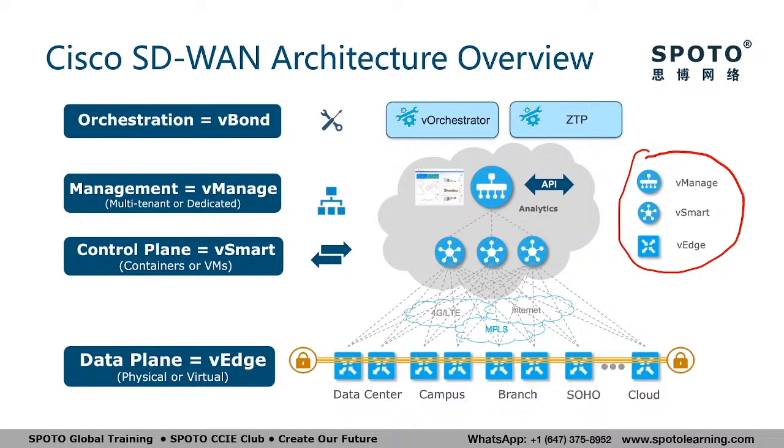For the vEdge over here, the virtual router, they are not free. They need a license. If you are willing to, you can purchase this from Cisco. Alternatively, SPOTO has a staged lab for students to use. You can have a chat with tutor and they will arrange this for you, I believe so. So it's up to you.